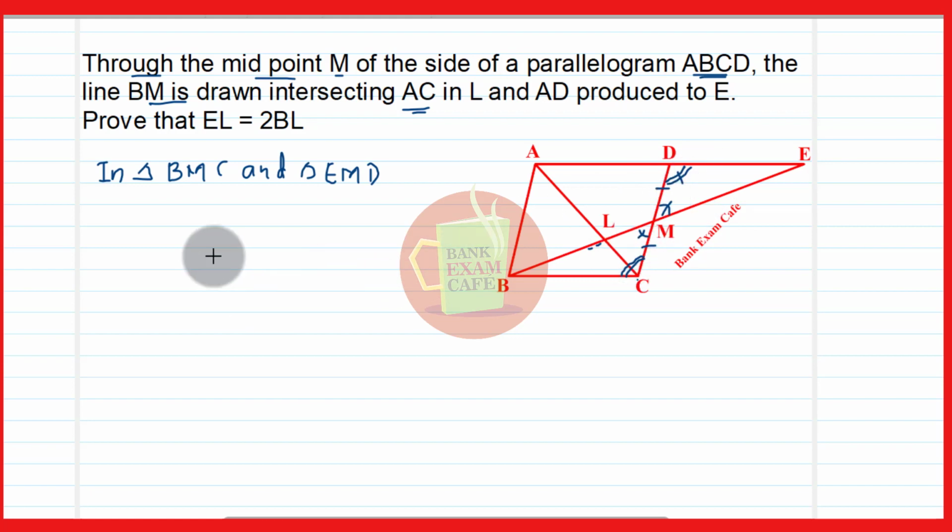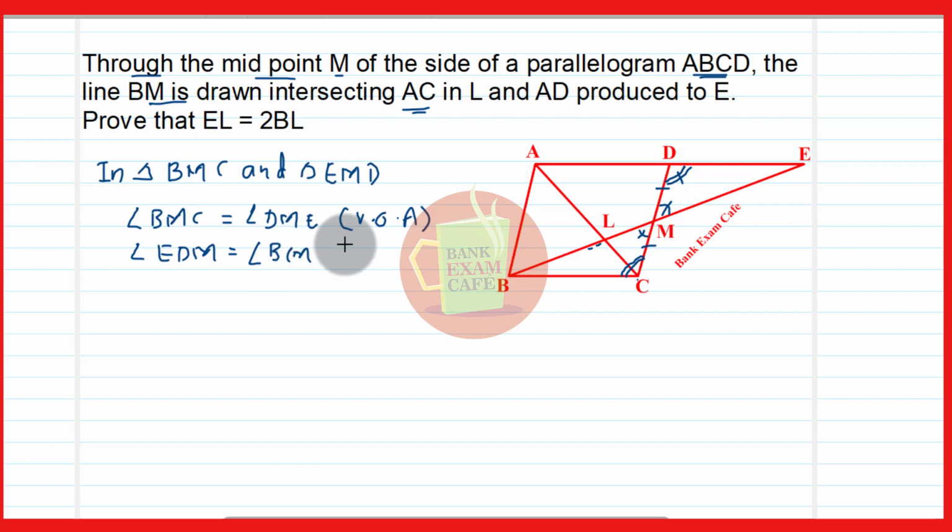Now we will write up to this. So angle BMC is equal to angle DME, that is vertically opposite angle. Then angle EDM is equal to angle BCM, that is what? Alternate interior angles.